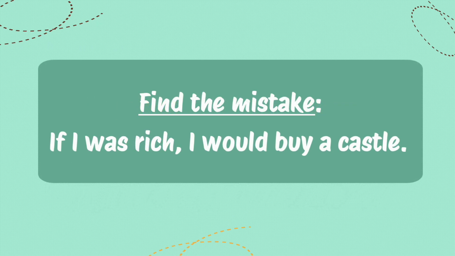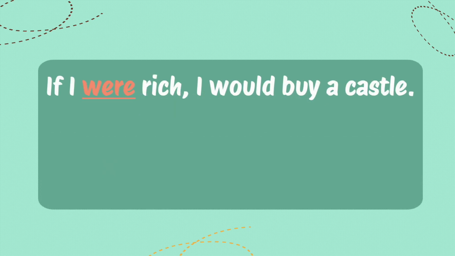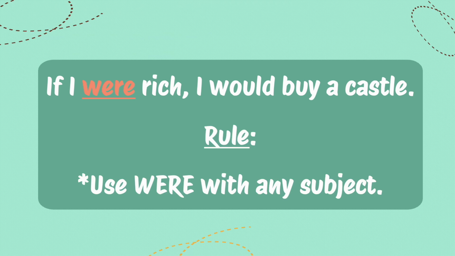When we use the second conditional, there's one thing to watch out for. Can you find the mistake in this sentence? If I was rich, I would buy a castle. Was is not correct. It should be, if I were rich, I would buy a castle. The rule with second conditional sentences is that we use were with any subject. So we would say, if I were rich, if he were rich, if they were rich.